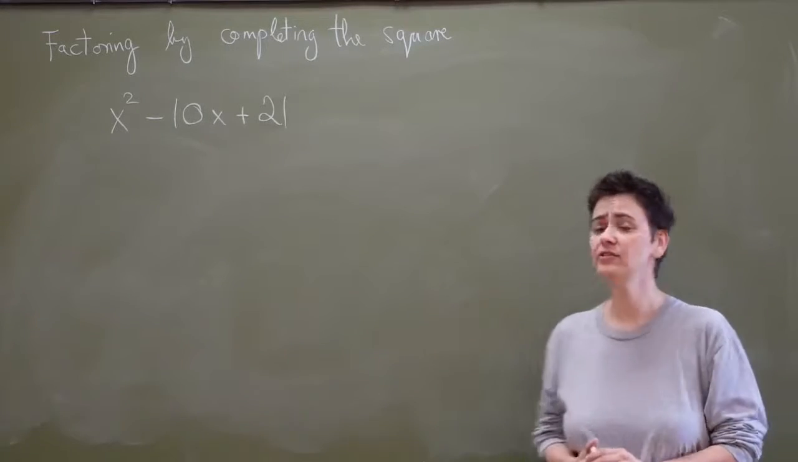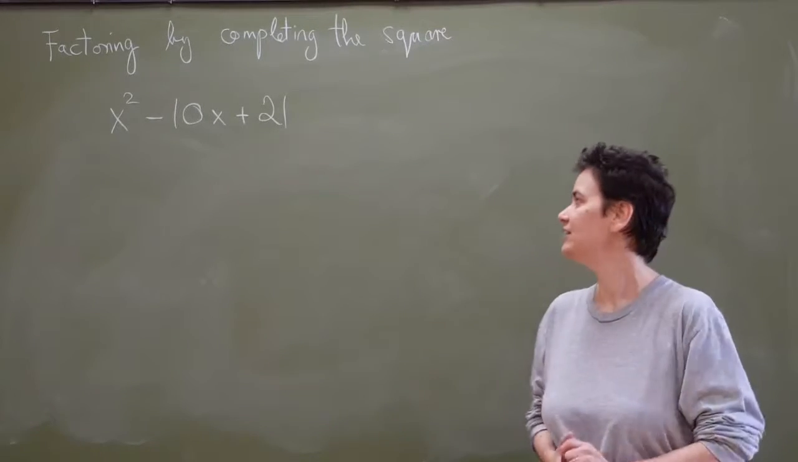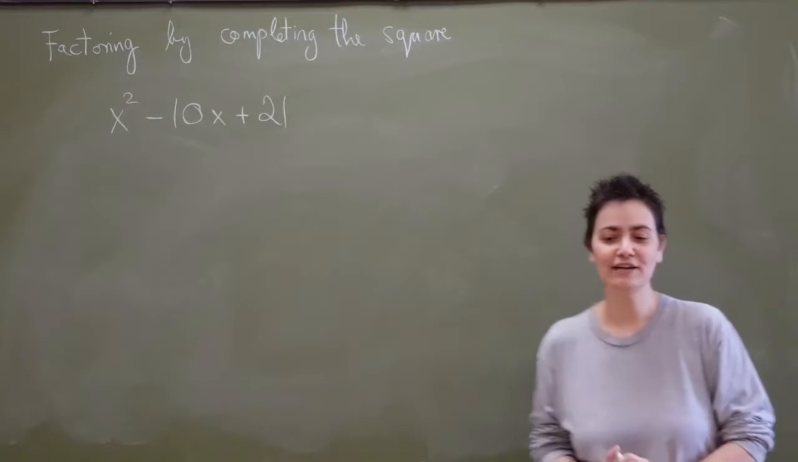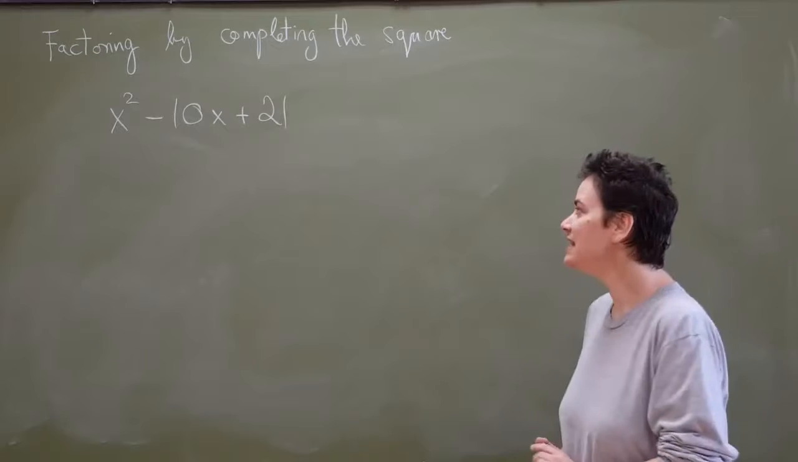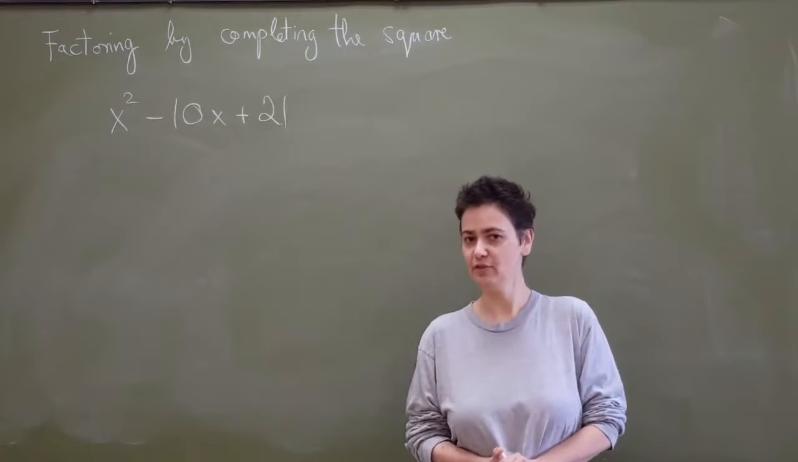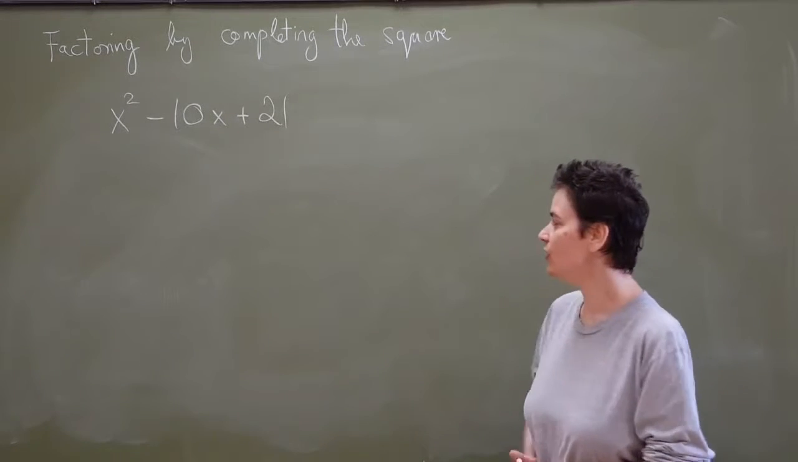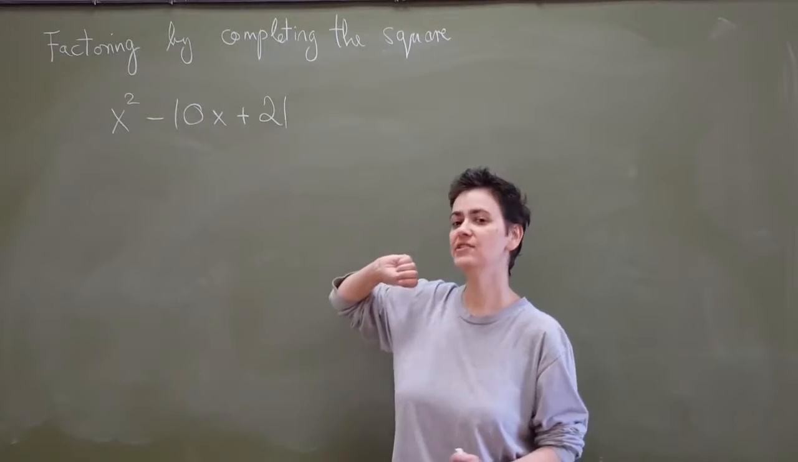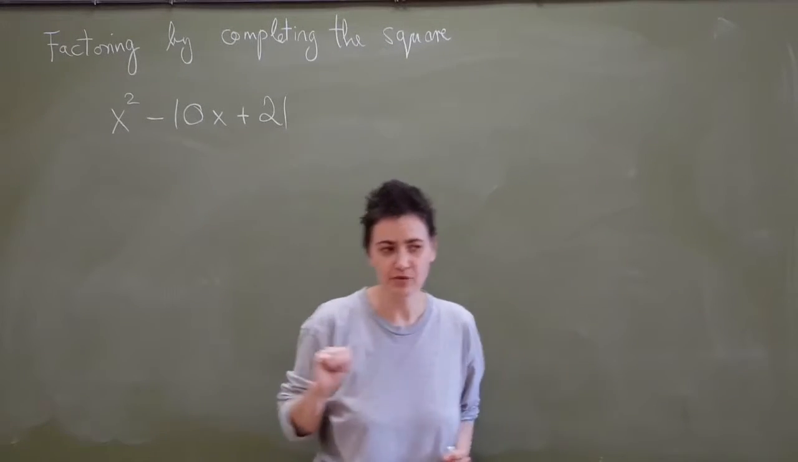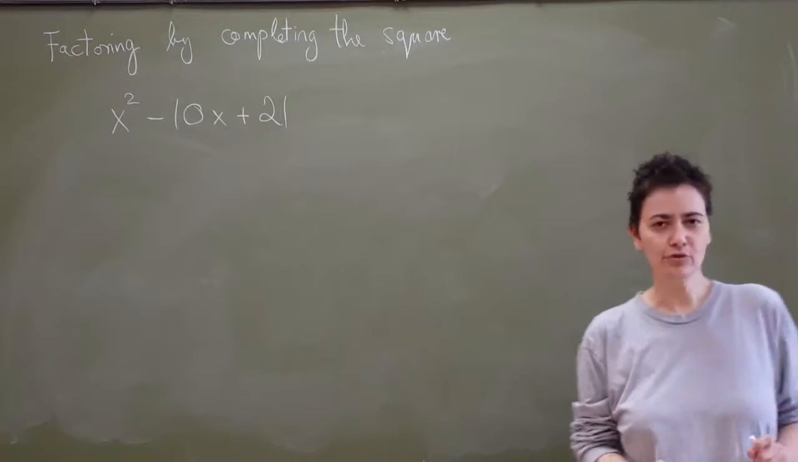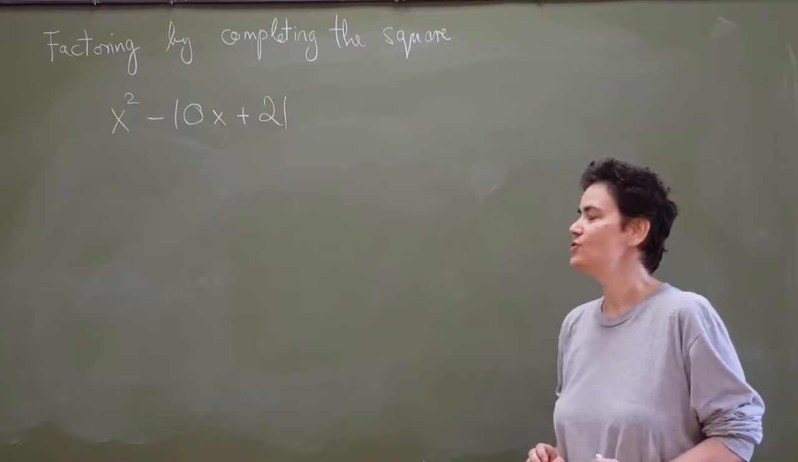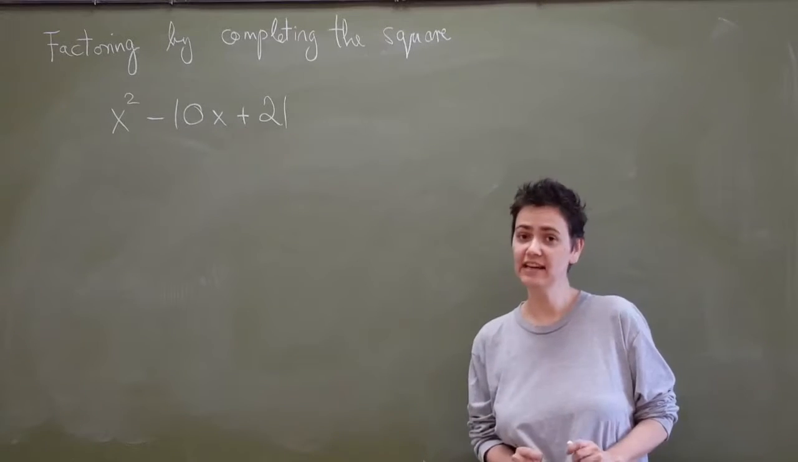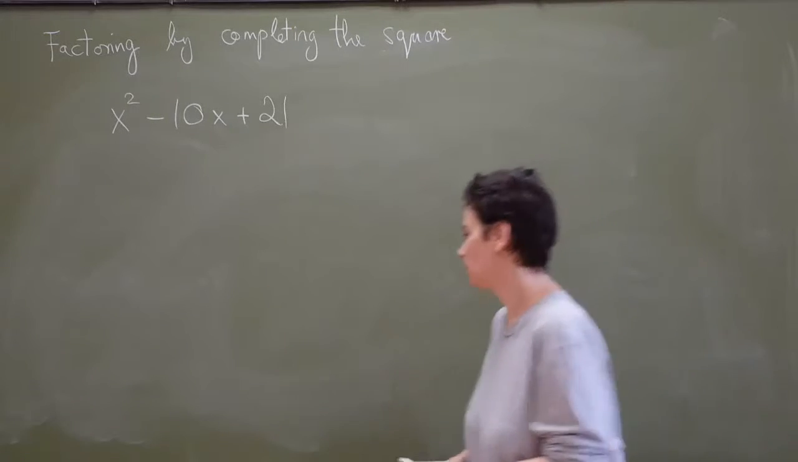So the first thing that we're going to do is find half of the linear coefficient. Half of the linear coefficient. So linear means of degree 1. The linear term is negative 10x. The coefficient in that is the number multiplying the variables, and be careful, sign is included. So what is half of the linear coefficient in this case? It's half of negative 10, which is negative 5.